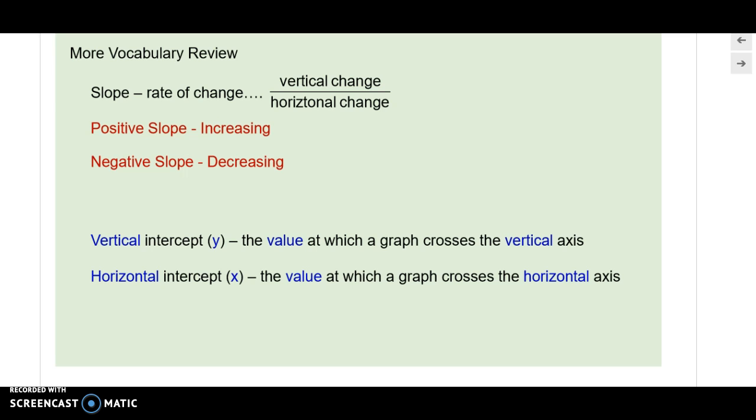And the vertical intercept is the value, so it's the number at which the graph crosses the vertical axis, whatever that happens to be. A lot of times it's y, but it could be really anything. Same thing with the horizontal intercept. It's the value at which the graph crosses the horizontal axis. Usually x, but it can be other things.